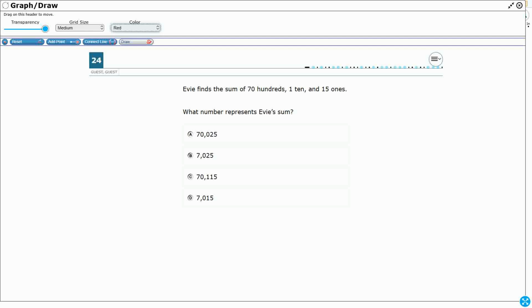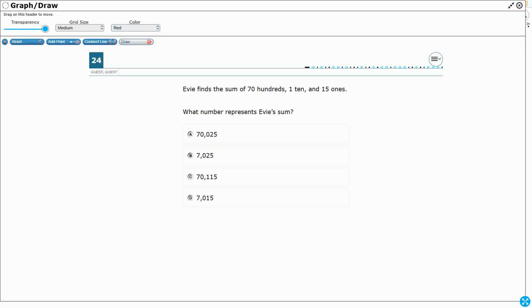Right, so we've got the sum of 70 hundredths, 110, and 15 ones. All right, so we can do a few different things to try to solve this. Let's first start with the place value chart. That's one way to do it. So let's start with my place value chart.